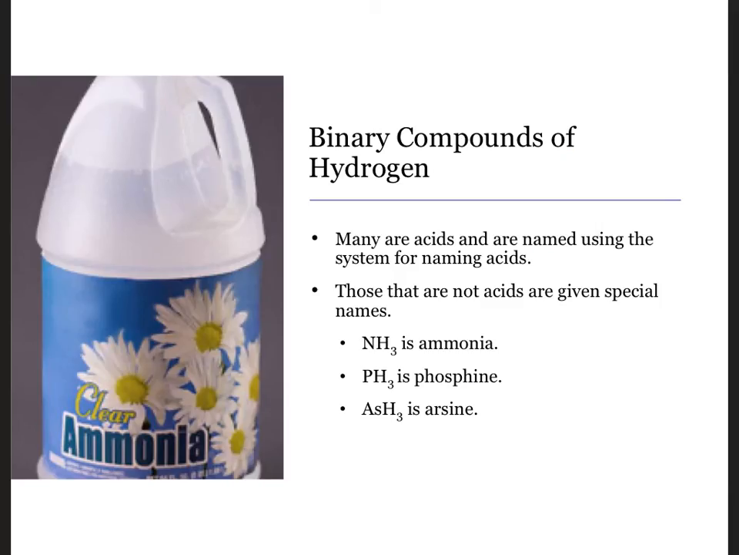The binary compounds of hydrogen are often acids, which follow a different naming system. Some binary hydrogen compounds are hydrides, meaning the hydrogen comes last in the compound, and are given special names, such as the common name ammonia for NH3 and the names phosphine and arsine for the hydrides of phosphorus and arsenic, respectively.